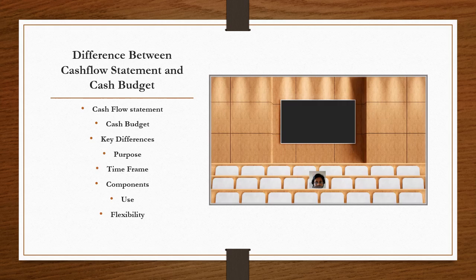The cash flow statement is prepared for a financial accounting period. The cash flow statement is prepared for the provisions of Accounting Standards 3 revised. The cash flow statement is prepared for the use of external agencies such as stakeholders, shareholders, financial institutions, investors, and government. The difference, cash budget.